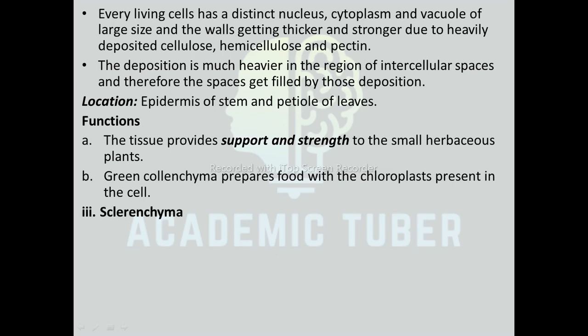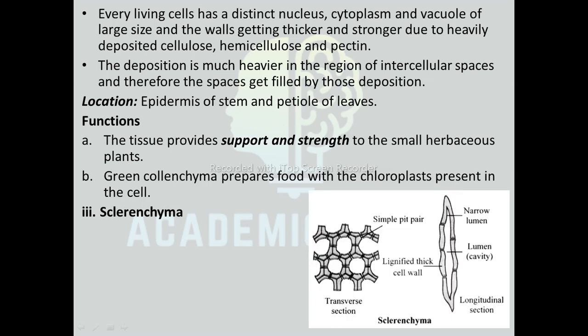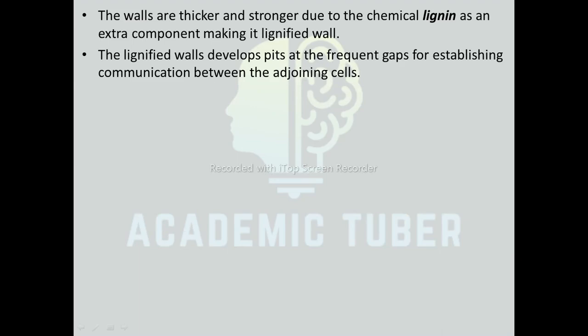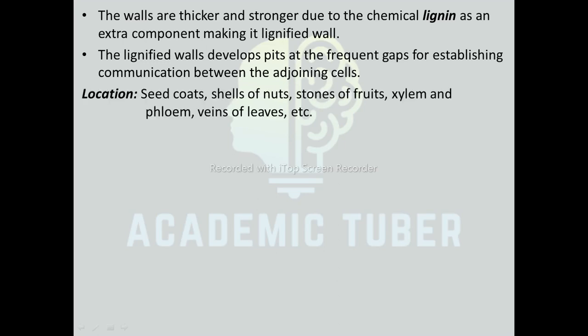Next one is sclerenchyma. So here is a diagram showing sclerenchyma. It is a group of dead cells that have become devoid of protoplasm, and in the absence of protoplasm, the empty space of the cell is called lumen. The walls are thicker and stronger due to the chemical lignin as an extra component, making it a lignified wall. The lignified wall develops pits at frequent gaps for establishing communication between the adjoining cells.